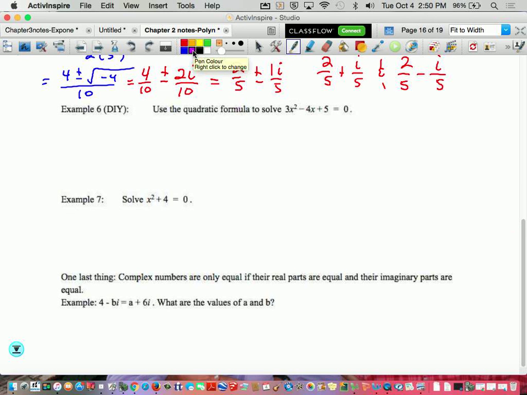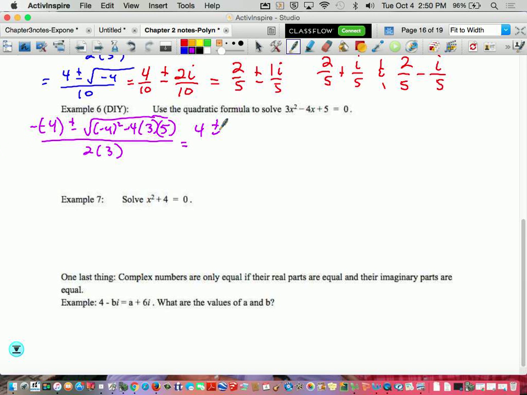So if I do the quadratic formula, we're looking at negative of a negative 4 plus or minus the square root of negative 4 squared minus 4AC all over 2A. So you have 4 plus or minus the square root of 16 minus, so what is that? 16 minus 60. 4 times 3 is 12 times 5 is 60. So 16 minus 60 is negative 44 all over 6.